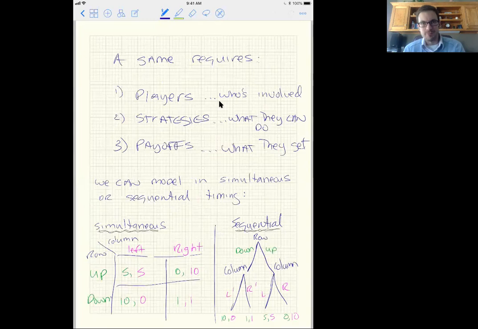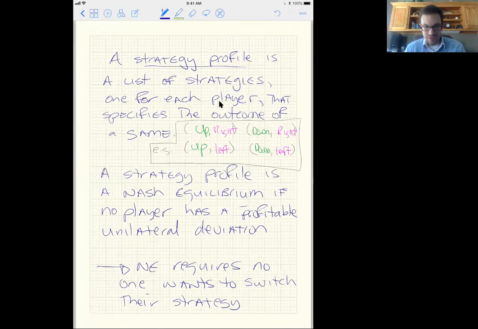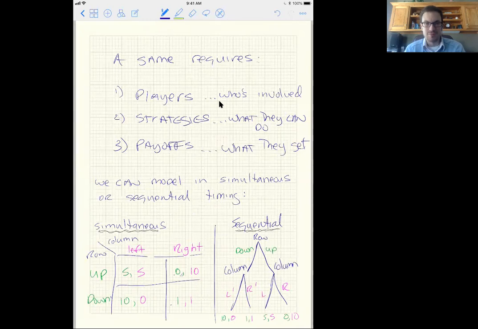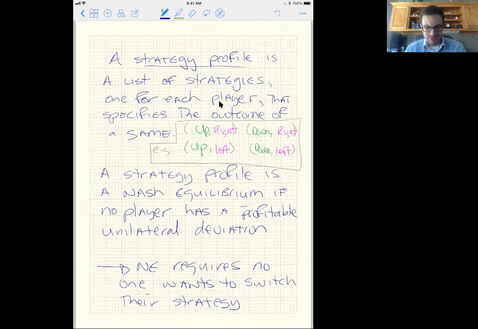What about row player? Well, if row player changes, row player would go from 0 to 1. That's better. Row player would actually want to change. Conditional on column player continuing to play right, row player would rather do down, right? And therefore, because row player does have a profitable unilateral deviation from the strategy profile up right, we know up right cannot be a Nash equilibrium. Okay, so Nash equilibrium requires no one wants to switch their strategy. Actually, it turns out in this game there is a Nash equilibrium. It is down right.